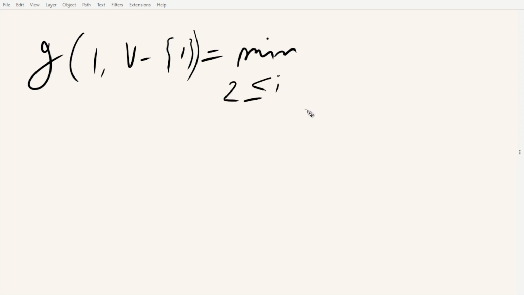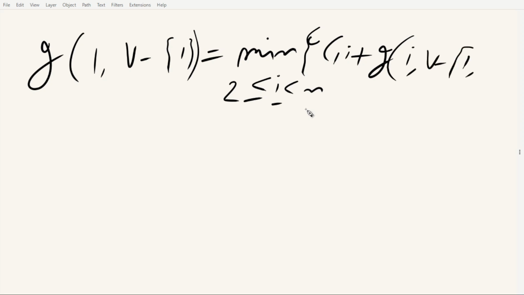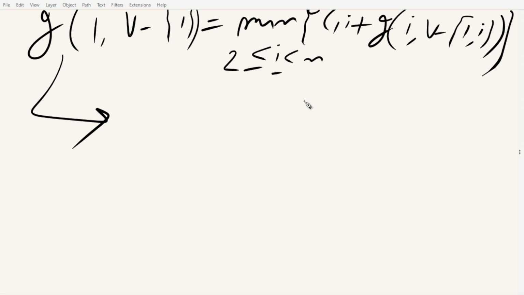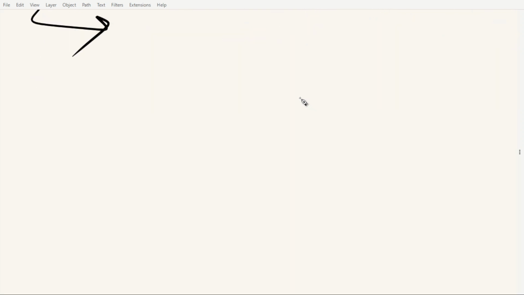I ranges from 2 to n, 1 to I cost plus G I V minus 1I. So this is the recurrence relation for the original problem. Now exactly the same idea will apply for general G I S. Exactly the same structure, and we can write this for a general I and S.